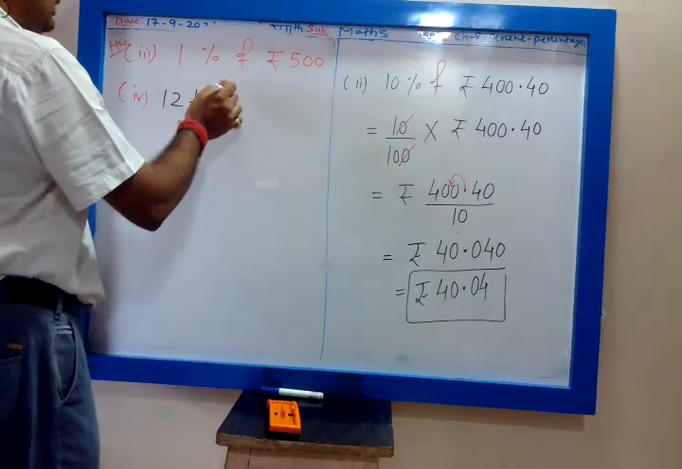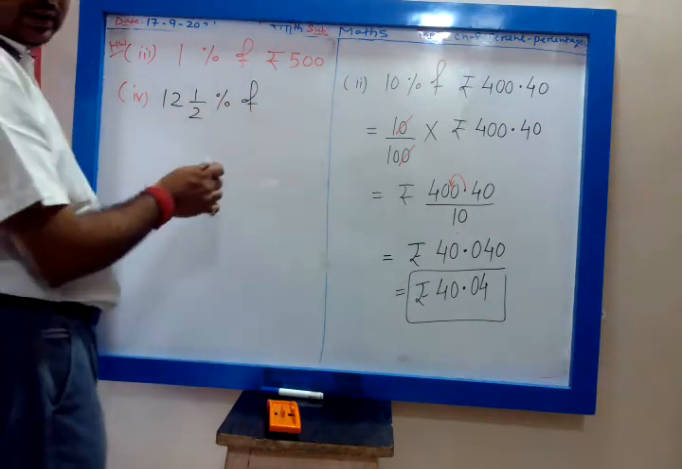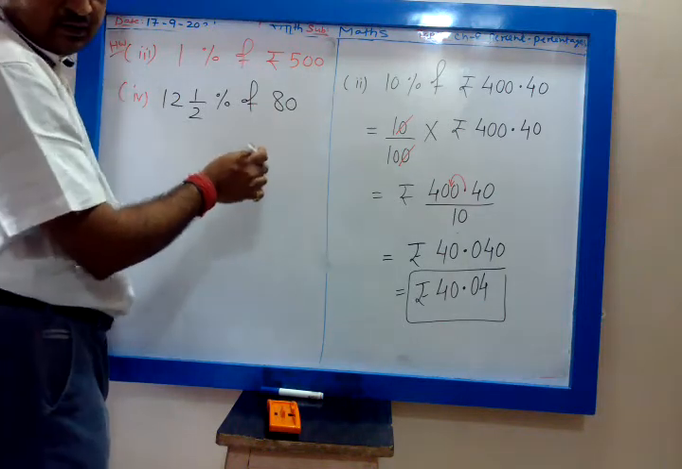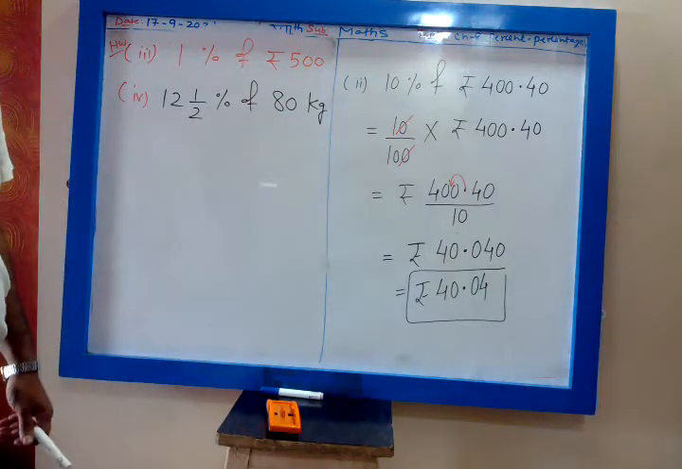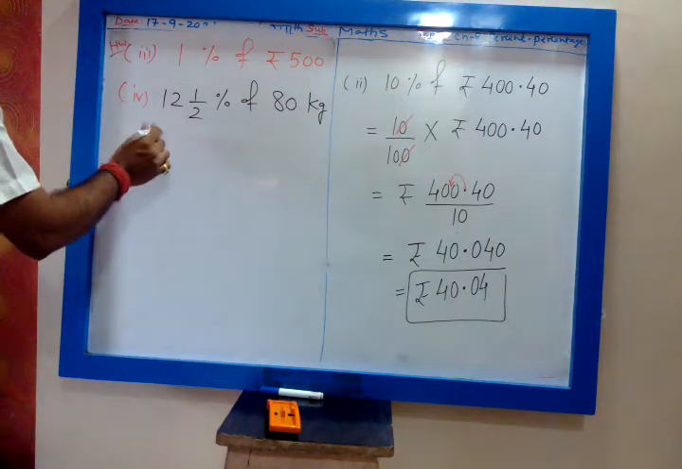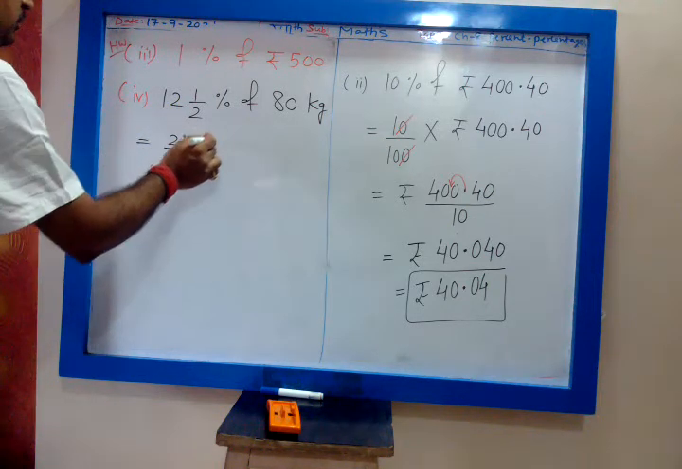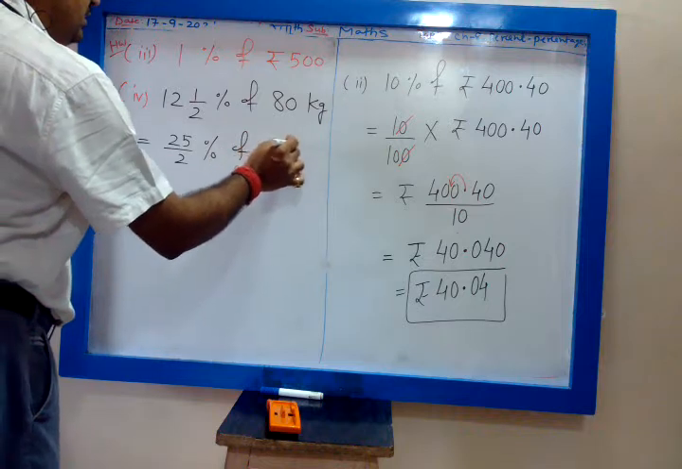12 and 1 by 2% of 80 kg. First you convert the mixed fraction into an improper fraction. 12 and 1 by 2 means 25 by 2%. 25 by 2% of 80 kg.